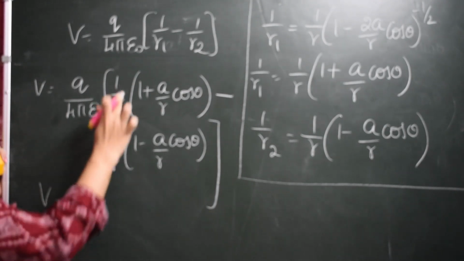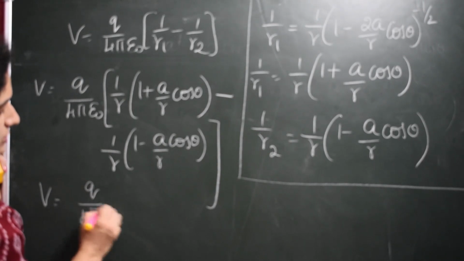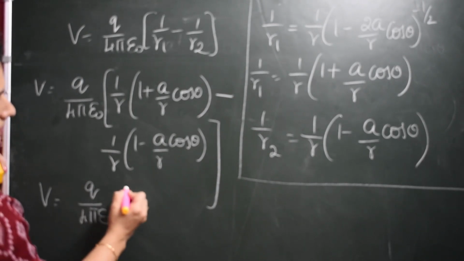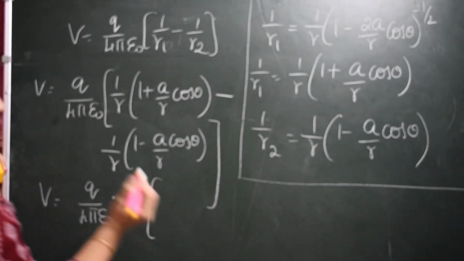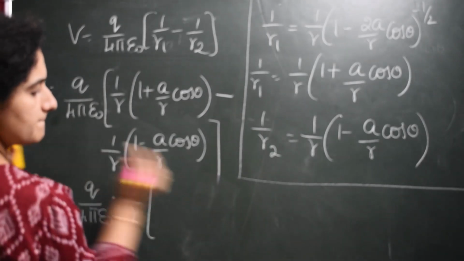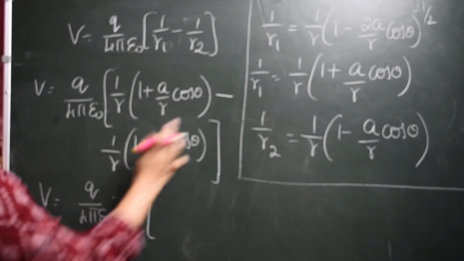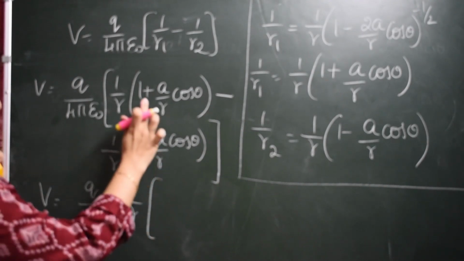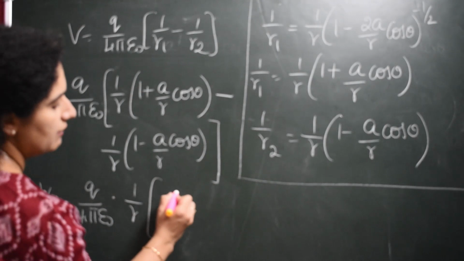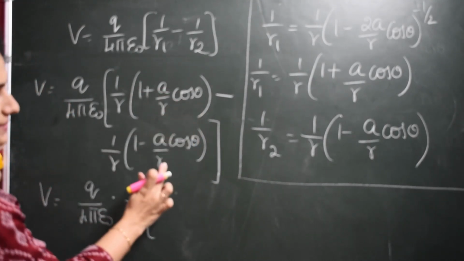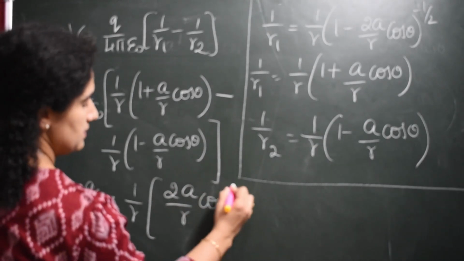Simplified further, 1 by r can be taken outside. So Q by 4 pi epsilon naught into 1 by r into 1 plus a by r cos theta minus 1 minus of minus becomes plus a by r cos theta. 1 and 1 will be cancelled. So you have a by r cos theta plus a by r cos theta. It is 2a by r cos theta.